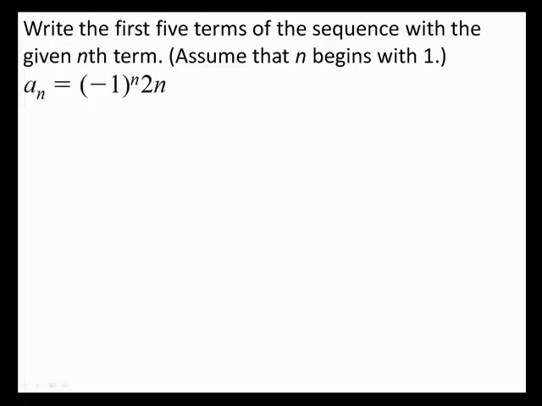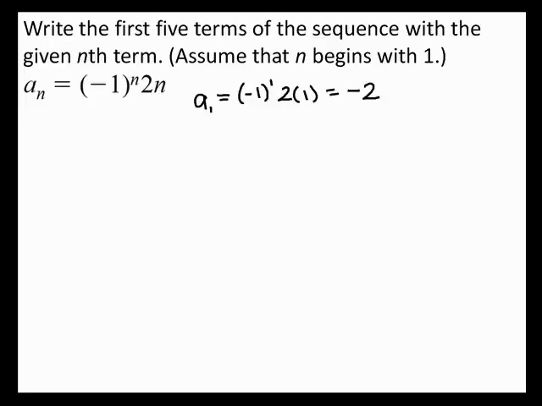Write the first 5 terms of the sequence with the given nth term. Assume that n begins with 1. a sub n is equal to (-1)^n times 2n. Substitute 1 in for n. Simplify (-1)^1 and 2 times 1. You find that a sub 1 is equal to -2.